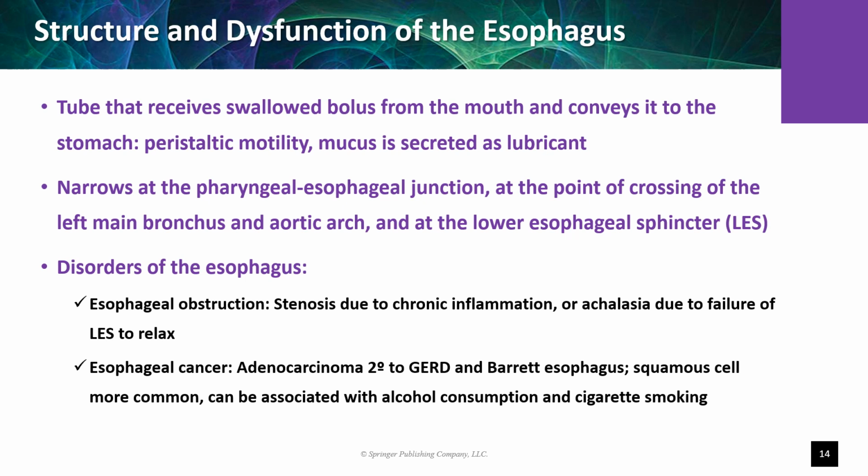GERD esophagitis initially triggers hyperemia, with ongoing inflammation leading to leukocyte recruitment and infiltration. Chronic GERD may lead to a change in the esophageal epithelium from stratified squamous epithelium to simple columnar epithelium. This is known as Barrett's esophagus. Adenocarcinoma typically originates in the distal third of the esophagus and is often associated with Barrett's esophagus.